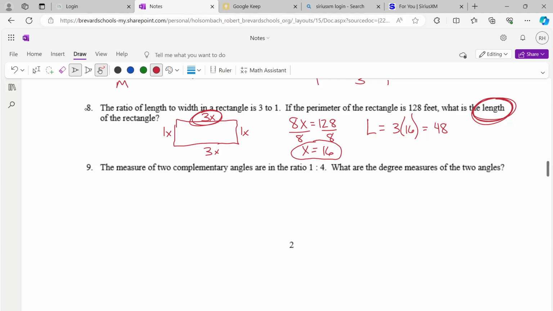All right, so put a note, maybe star the rectangle problem when you're watching the video or you're doing practice problems. This rectangle problem, you got to make sure that you include all of the sides when you're writing your equation that's equal to the given perimeter.